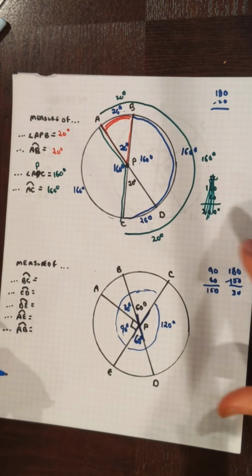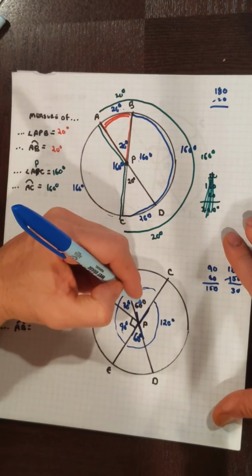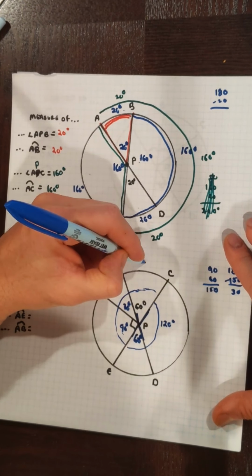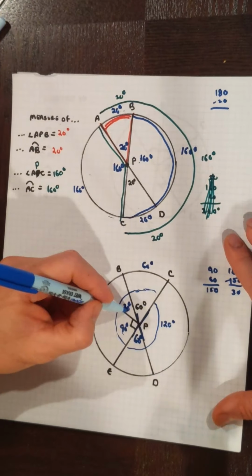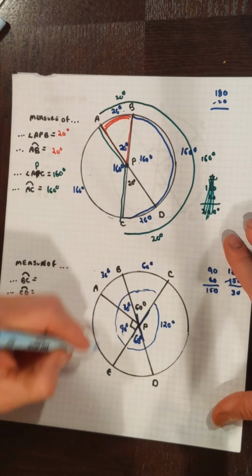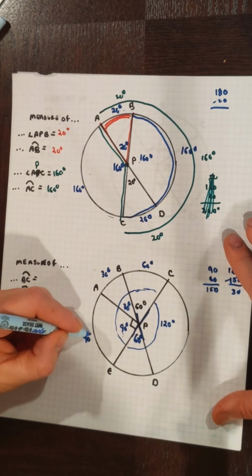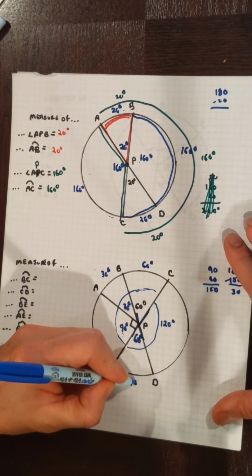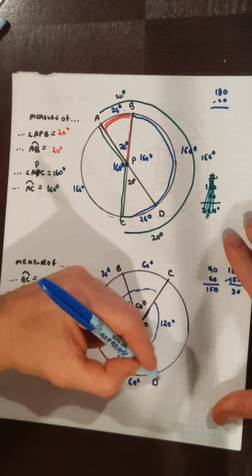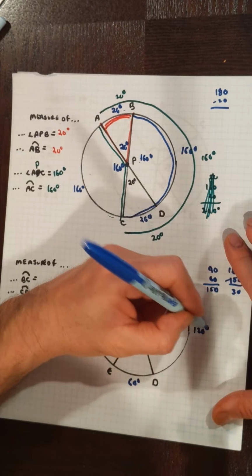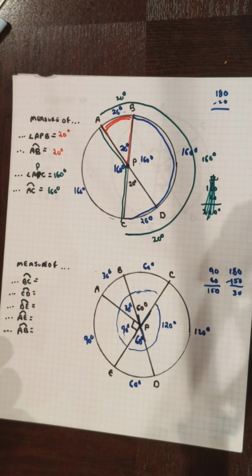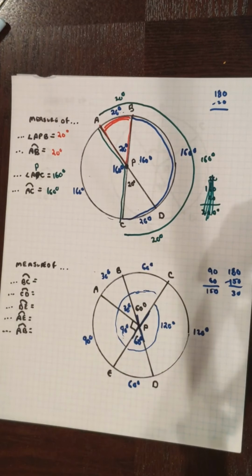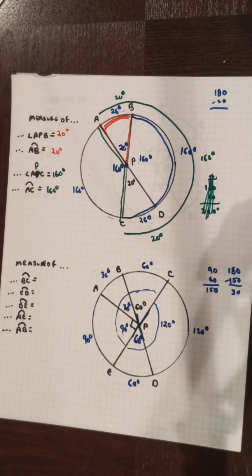Once I have the angles, I can do the arcs because they're the same. This central angle is the same as this arc. This central is the same as this one. That's 90, so this arc is 90. That's 60, so this one's 60 degrees. And this arc is a very big one. It's 120 degrees. So now that I have as much as I can marked, I can now change my colors here and try to answer the questions.